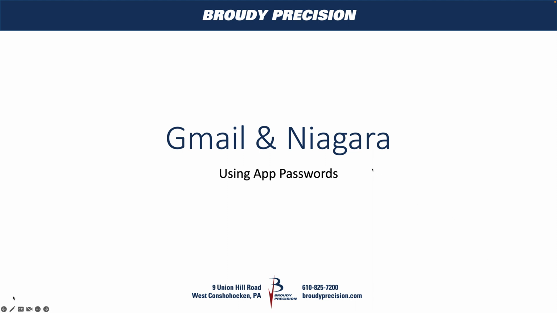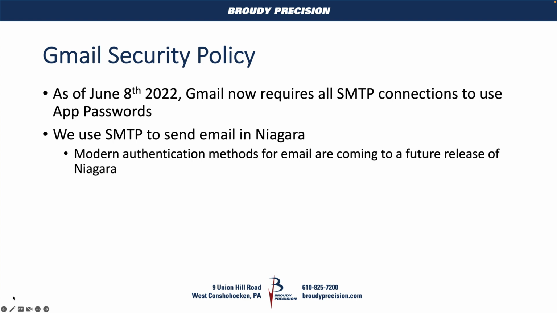In this video, we're going to be taking a look at a really common error that we see a lot nowadays with Gmail and doing email out of Niagara. This error message is because of a change in Gmail security policy as of June 8th of 2022, and it requires that all SMTP connections use app passwords instead of your typical account password. We use SMTP to send emails in Niagara.